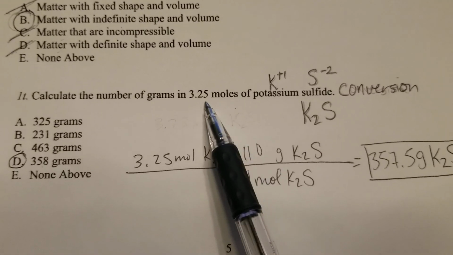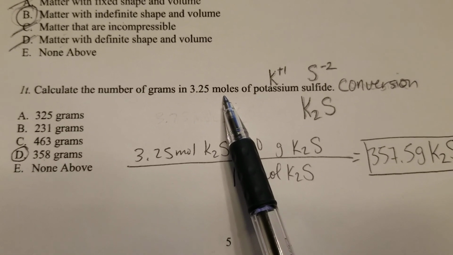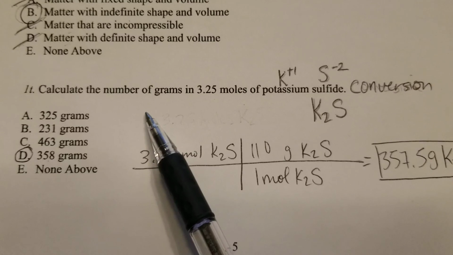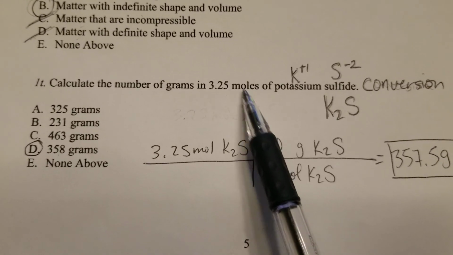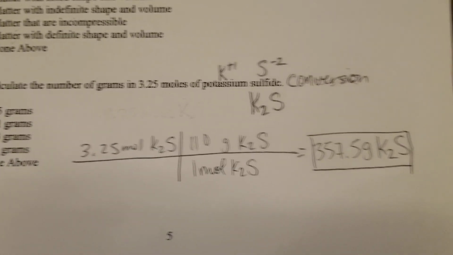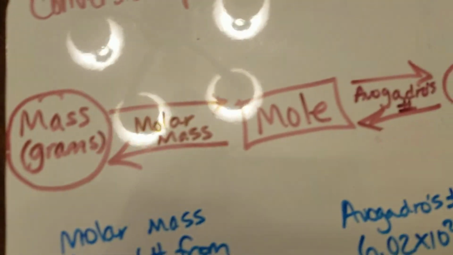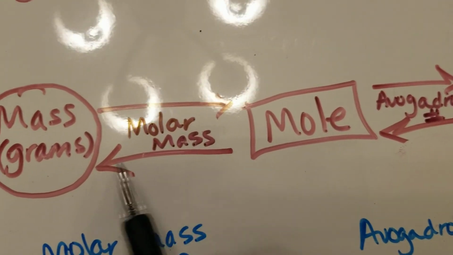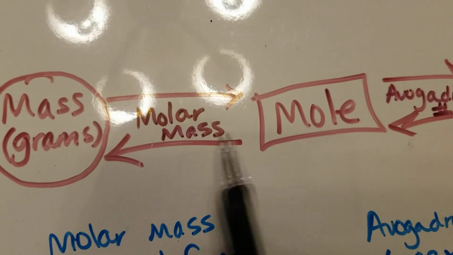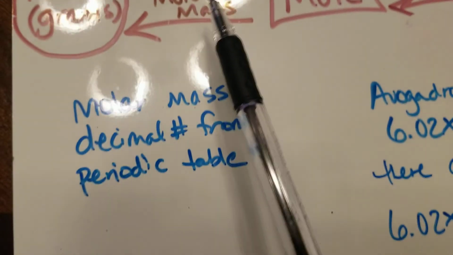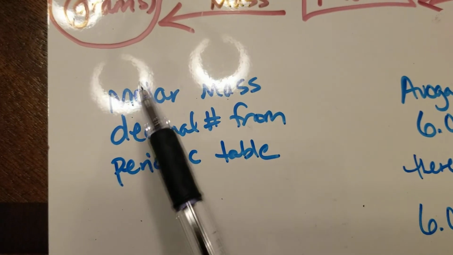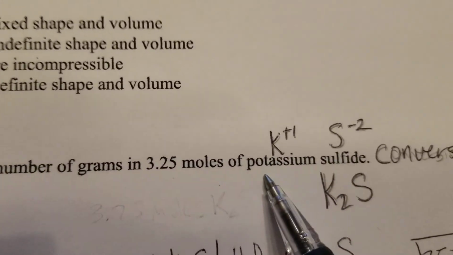Okay, so first of all, this time it's asking you to start with moles, and it's asking you to find the grams. So moles to grams. So again, go back to your little diagram over here. Moles to grams. So I'm on this side, I'm using molar mass. That means I need a periodic table. I need a periodic table to find out the molar mass of potassium sulfide.